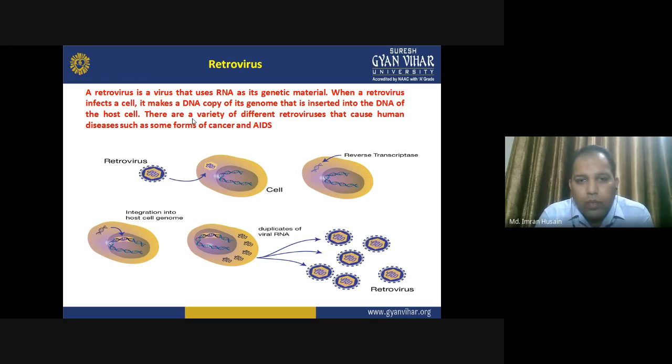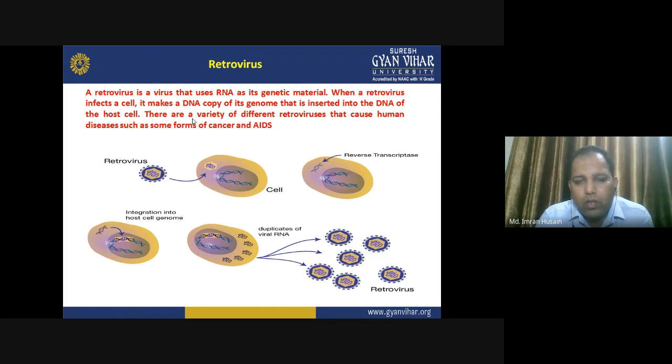So here you can see that the retrovirus has a genetic material that is RNA. It converts its RNA into DNA because the host cell is mostly eukaryotic, and they have DNA, not RNA. So it has to convert its genetic material from RNA into DNA.